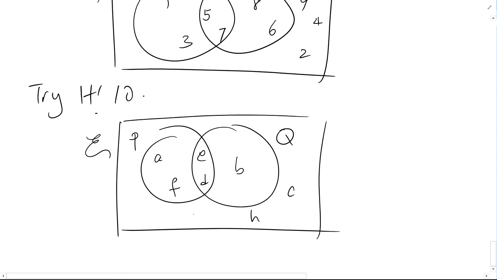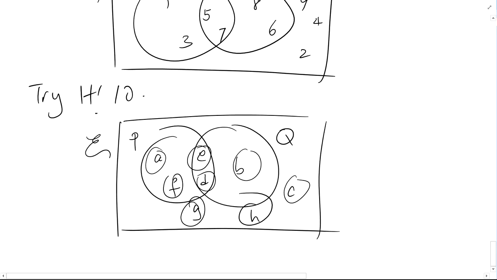H. G. Any more? Okay, so now I'm going to check. Look, my universal set has A, B, C, D, E, F, G, H. So I'll just count out. A, B, C, D, E, F, G, H. Okay, correct. Everything is listed down already.